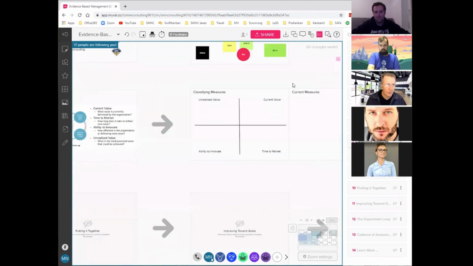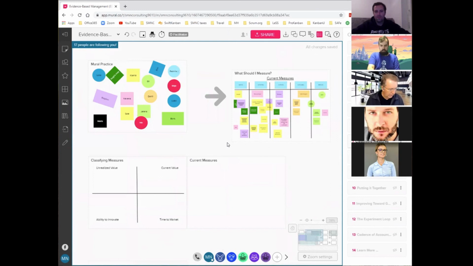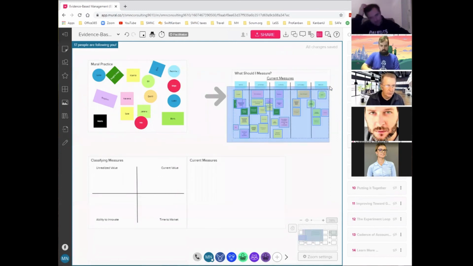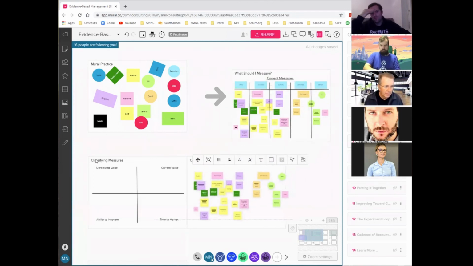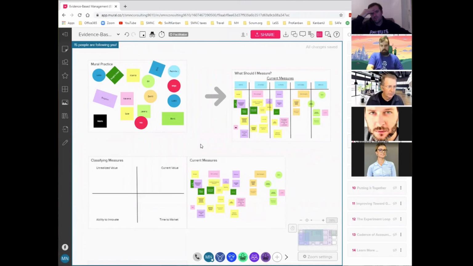So let's think about that for a moment. And here's what I'm going to do. I'm going to copy all of the measures that you brainstormed a little while ago, create a copy of those, and move them down here into the space labeled current measures.